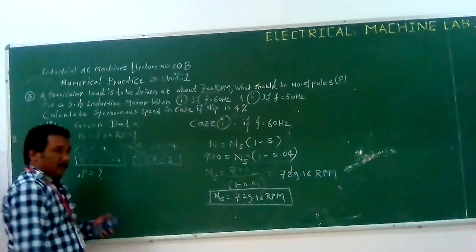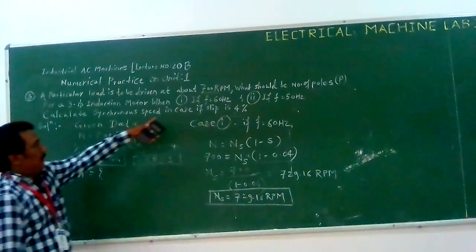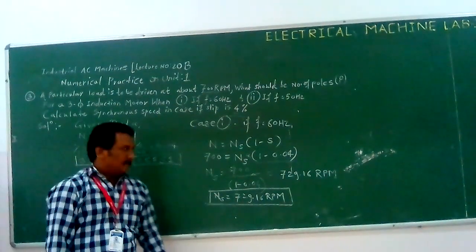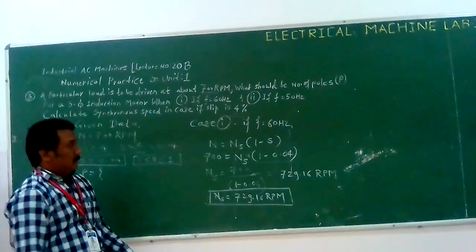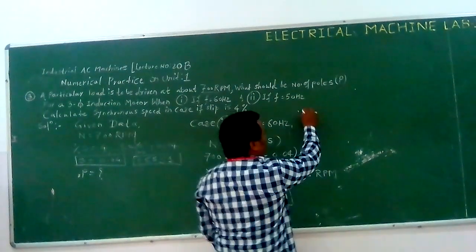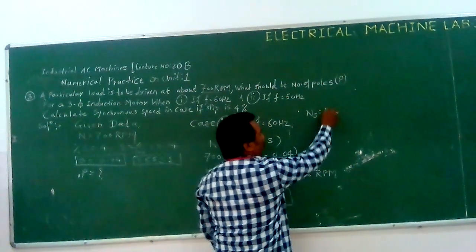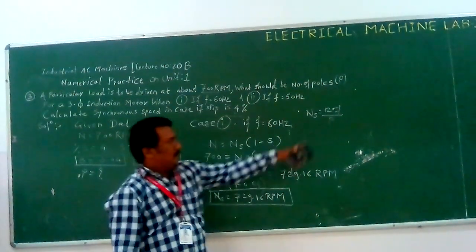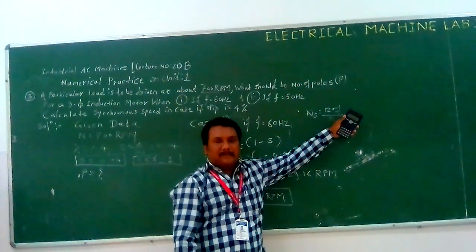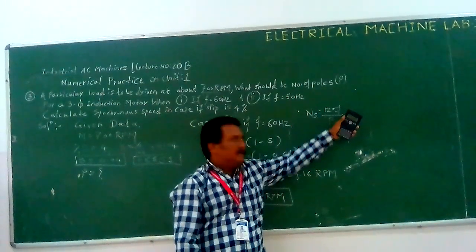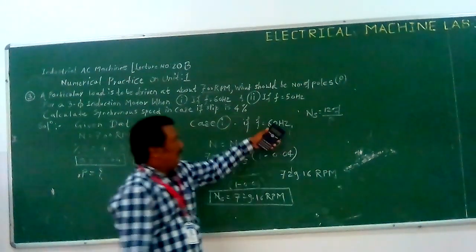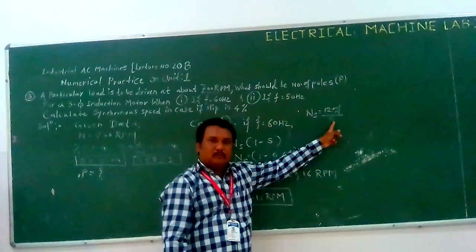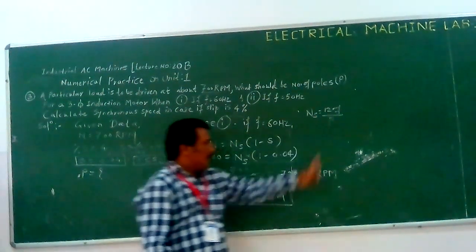Also in the numerical, we calculate synchronous speed in case of a slip of 4%. Now by using the formula Ns is equal to 120 f upon P, we know that f stands for supply frequency and it is always given in hertz, and in this case frequency is 60 hertz. Here the number of machine poles is to be determined, and Ns is already calculated here.